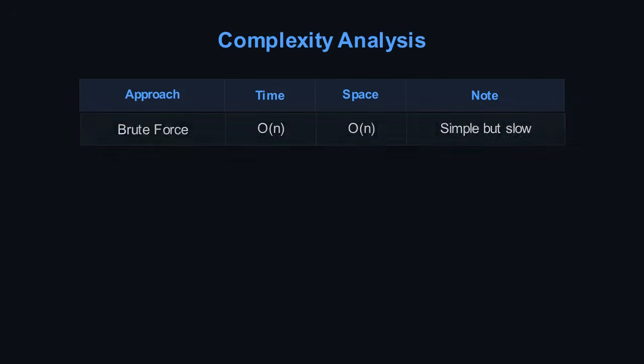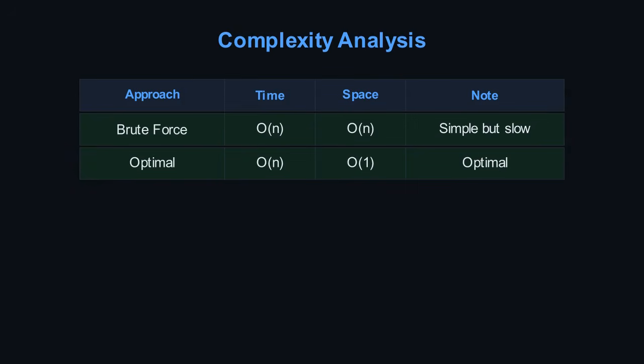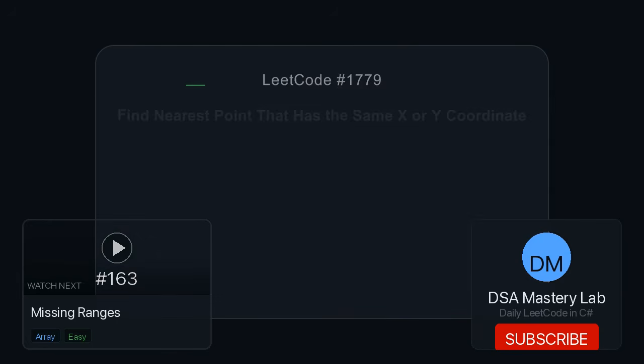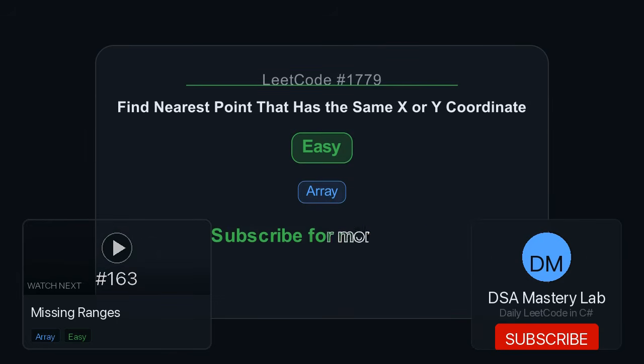This optimal approach achieves an O(n) time complexity because we iterate through the points array only once. Space complexity is O(1), constant, as we only use a few constant variables. This simple one-pass iteration is a common and efficient pattern. Try the next problem, same pattern.